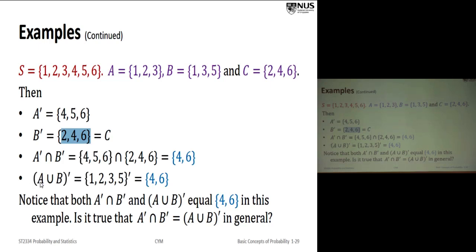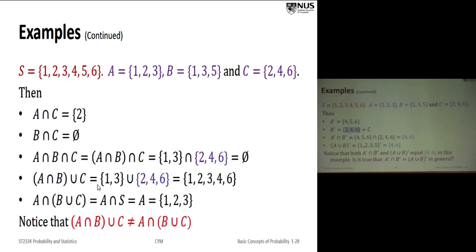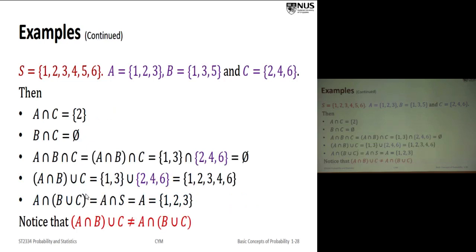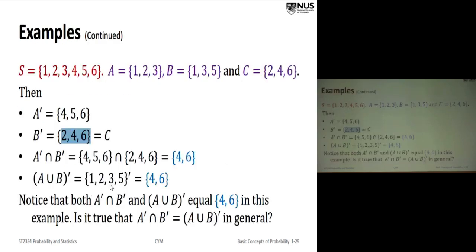Actually, let's check. So A union B, what was A union B? If you cast your mind back, it was 1, 2, 3, 5. Now I take the complement of that. Those are the elements in S which are not 1, 2, 3, or 5, which are 4 and 6. Okay, and that's true in general. So the question asked at the bottom of the slide is, is it true in general? The answer is yes. Why is it yes? Well, basically that's one of the rules of these set operations. We're going to state those. It's true. You can prove it, but we're not doing proofs in this class. The answer is yes, and I'm going to state that later on.